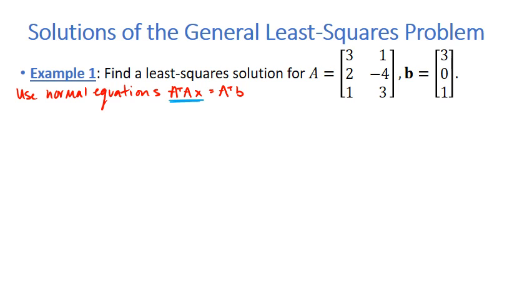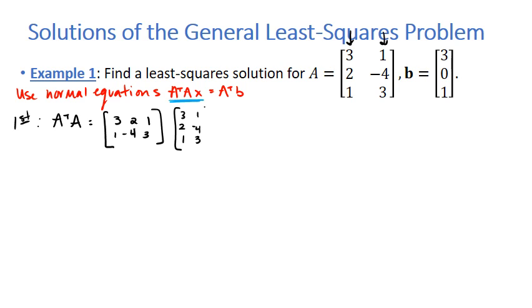So first, what we want to do is find A^T A. And that's just the transpose of matrix A times matrix A. So remember when we transpose this matrix, these columns become the rows, and these columns become rows as well. And then we're going to multiply that by matrix A. So remember, rows times columns, and when all is said and done, we get the following matrix.